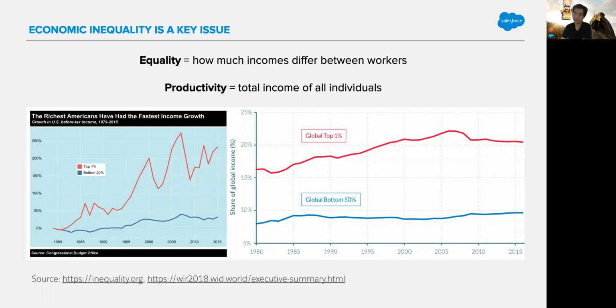And here, equality for today's purposes is going to be how much incomes differ between the workers in an economy, and productivity will be the sum total incomes of all individuals. And this is a worrying trend for various reasons, because it indicates lack of economic opportunity, health issues that are all very well documented.